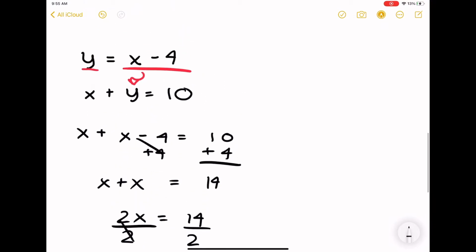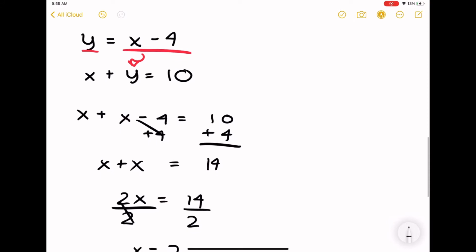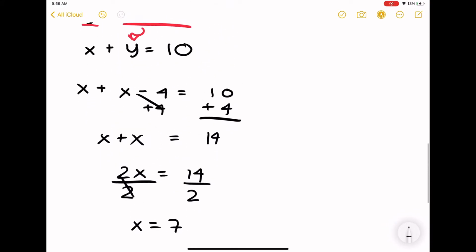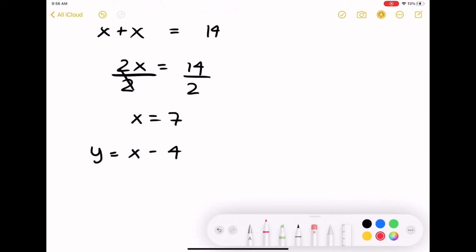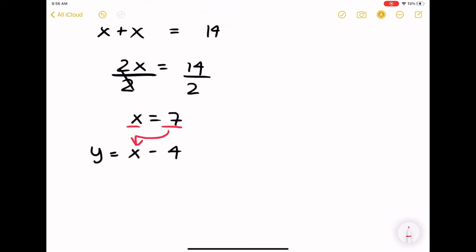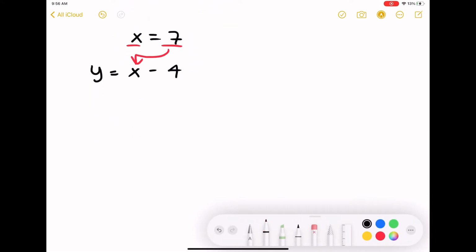But we're not done because we still need to figure out what the y is. But this should be pretty simple as we already know what one of the variables is. So we can do y = x - 4, and we go ahead and plug in what we have for x, which is 7. So y = 7 - 4.